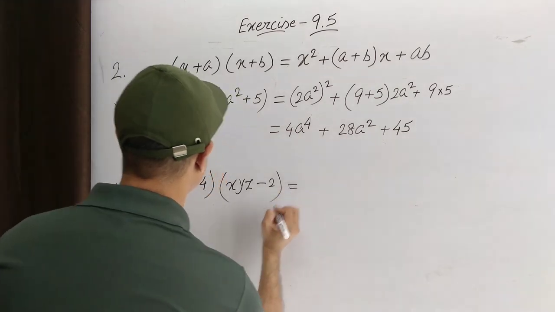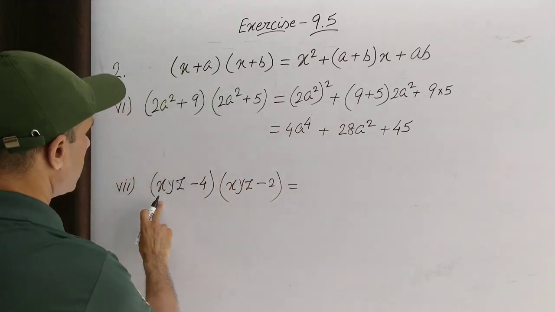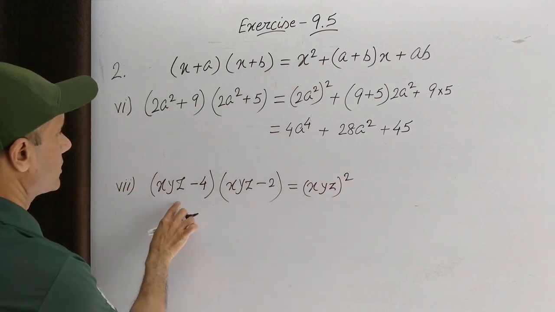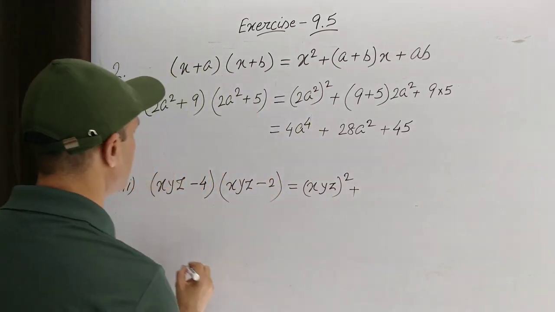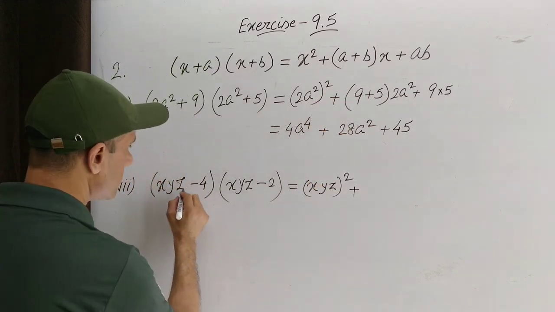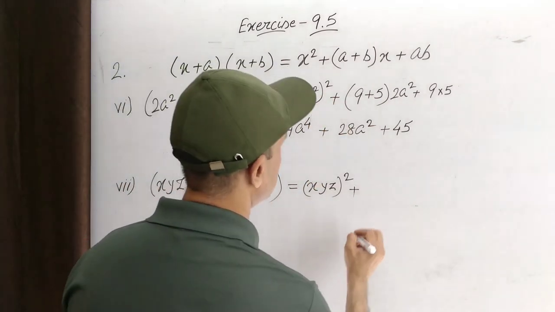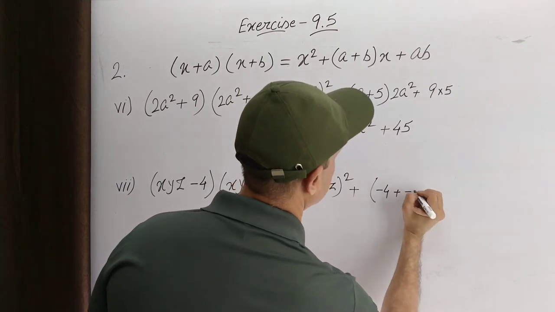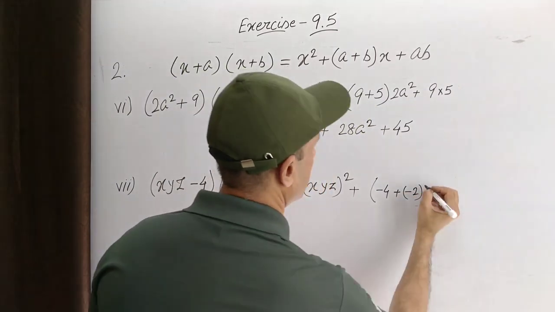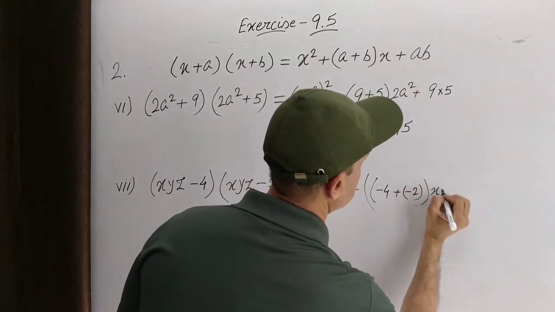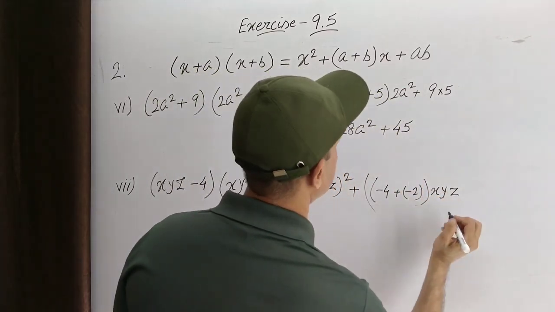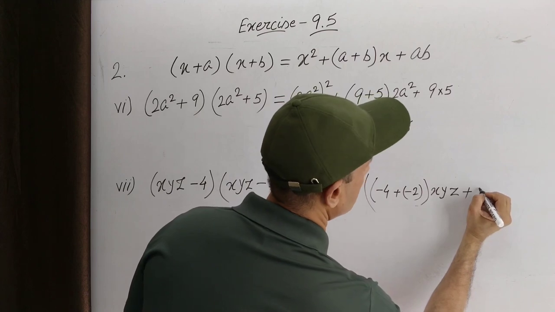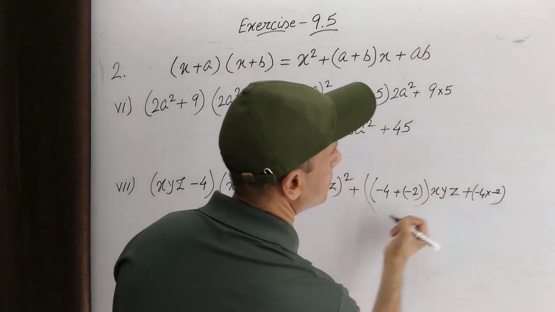In this case, we have a x as x, y, z. So x, y, z square, x square is x, y, z square plus a plus b. A in this case is minus 4 and b is minus 2. So we write this as a, that is minus 4, plus b, that is minus 2, and we multiply with x, y, z, and plus ab, that is minus 4 into minus 2.